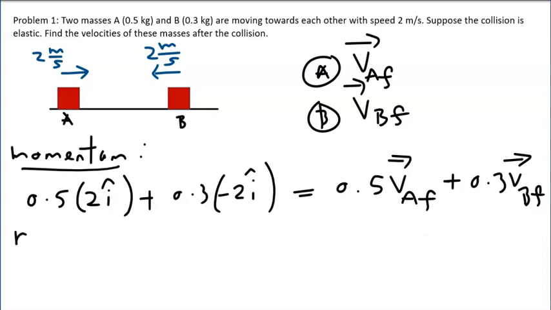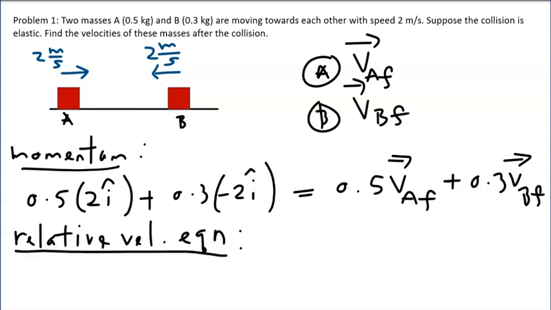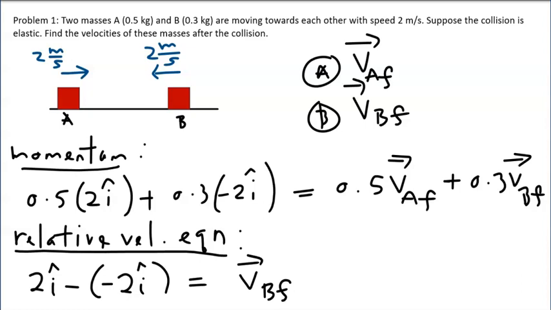The second equation that we can use is the relative velocity equation that we derived a few minutes ago. That says the velocity of object A, which is 2I hat, relative to the velocity of object B, minus 2I hat, prior to collision equals the velocity of object B relative to the velocity of object A after the collision.